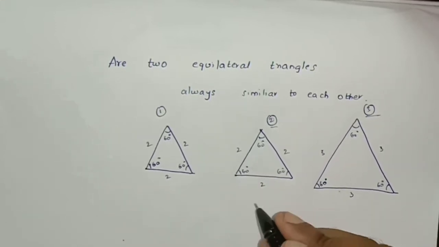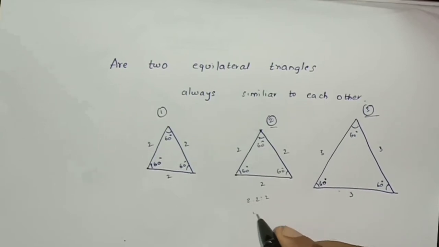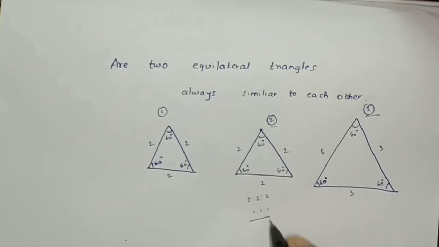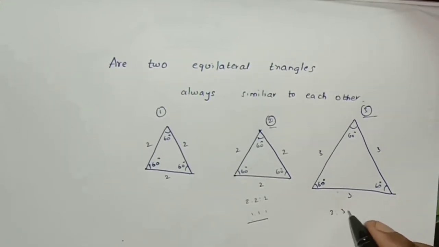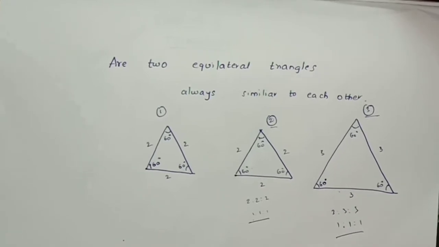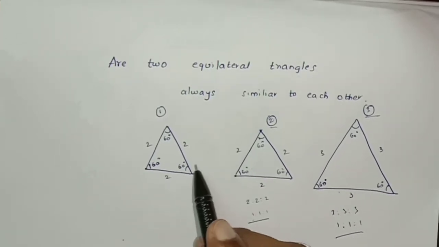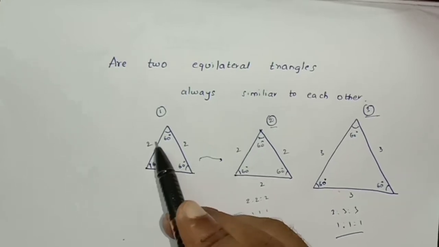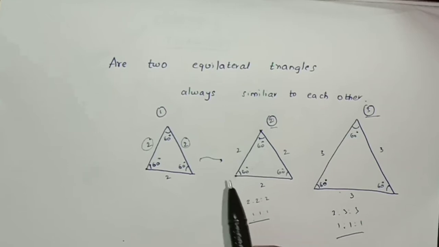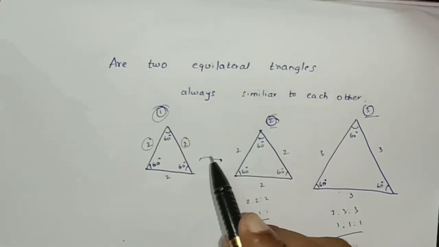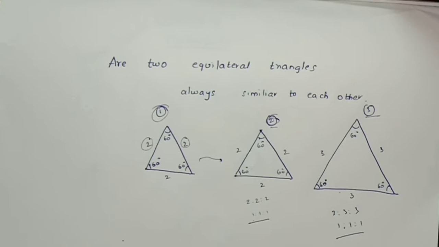Sides ratio. What is the ratio of the sides in any equilateral triangle? It will be 1:1:1. Why? Because all the sides of the equilateral triangle will be equal. 3:3:3 will be 1:1:1. Well, if these two triangles are similar to each other and have the same sides, that means the size of the triangle is also the same. So triangle 1 and triangle 2 are congruent to each other because not only the shape but also the size of the triangles are the same. So we can say all equilateral triangles are similar to each other.